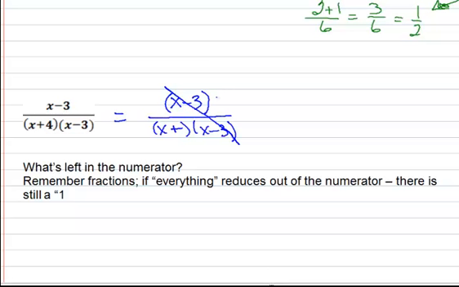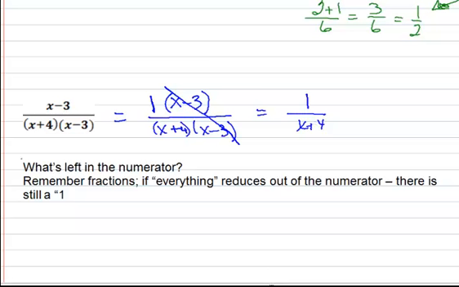Now, the numerator doesn't just get to disappear. If you have canceled everything out of the numerator, what we need to remember to do is put that 1 in. So after we have simplified, getting rid of that x minus 3, we're left with a 1 in the numerator. I forgot my 1 there. And an x plus 4 in the denominator. And that is in its most simplified form.